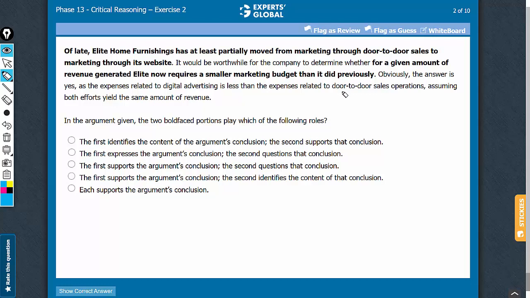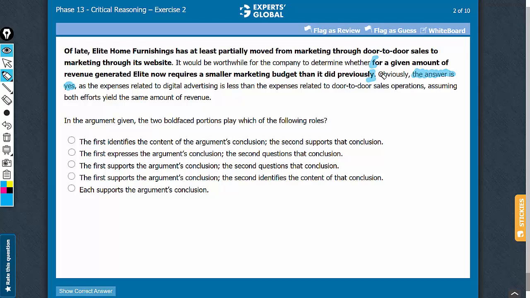It's a boldface question. Step 1 is to identify the conclusion. What is the conclusion here? The conclusion is that the answer is yes. This is the conclusion. Answer is yes to this particular question, that yes, this is happening. For a given amount of revenue generated, Elite now requires a smaller marketing budget than it did previously. Yes, this is happening. This is the conclusion.